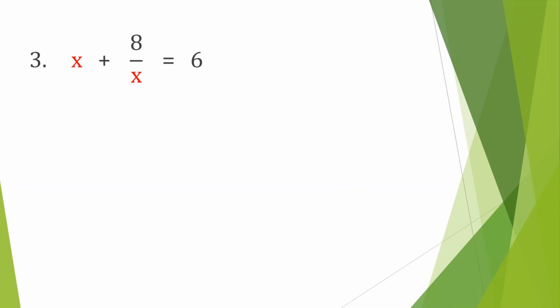Number 3, x plus 8 over x is equal to 6. First, let us eliminate the rational expression in the equation by multiplying both sides of the equation by the LCD. Obviously, the LCD here is x. The next step is to multiply both sides of the equation by the LCD, which is x.